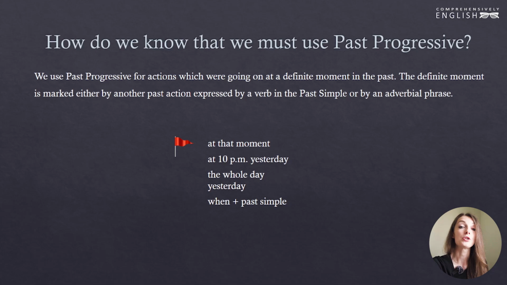How do we know that we need to use the past progressive tense? The past progressive tense speaks of actions that were going on at a particular moment in the past. This particular moment in the past can be marked by another action in the past simple tense. I was playing the guitar when he came. At that moment when he came. So the markers are: at that moment, at 10 p.m. yesterday, the whole day yesterday, when plus past simple.